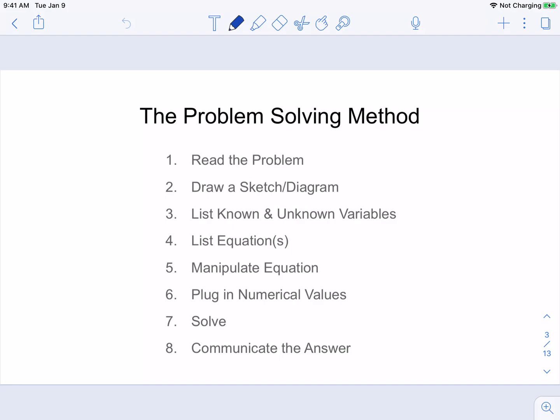So here it is, the problem-solving method I'm sharing with you today. I'll read through them quickly now, and then I'll go through each point. So first you need to read the problem, then draw a sketch or diagram, list your known and unknown variables, list equations, manipulate equations, plug in numerical values, solve, and then communicate an answer. So let's go through each of these.